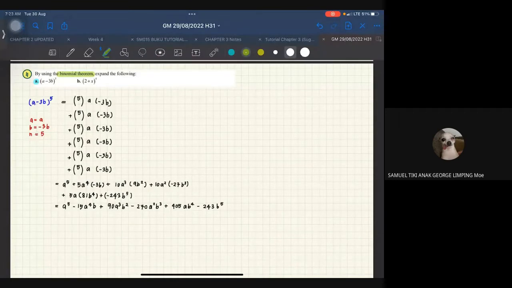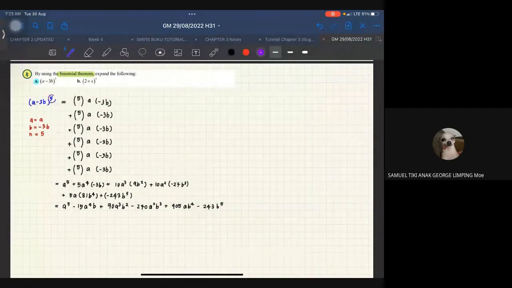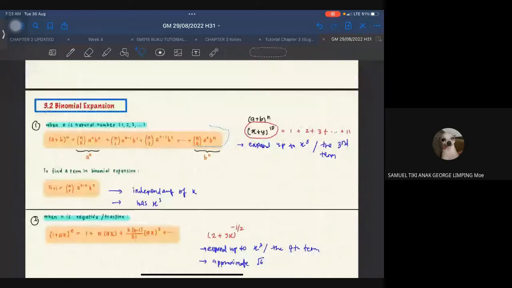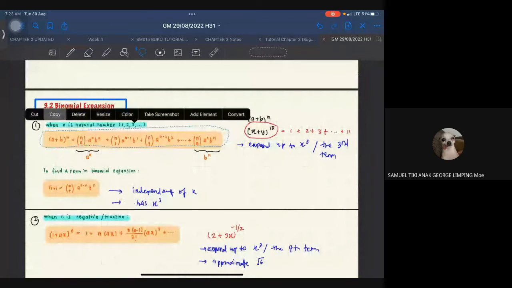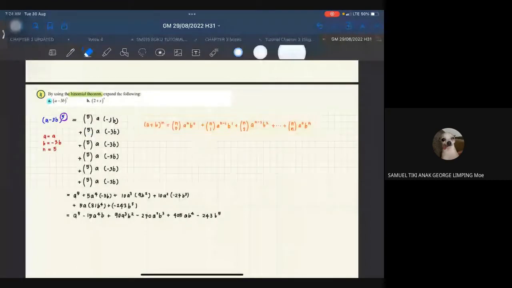Alright, so in order for us to use the binomial theorem, awak kena pasti dulu the kind of power that we have. The type of power yang kita ada. So power kita sekarang adalah 5. So power kita 5, maksudnya kita punya n tu adalah natural number. So let me copy the formula first. So ini adalah formula yang kita akan guna. Copy. Paste dekat sini. Okay, so ini adalah formula yang kita akan guna lah.